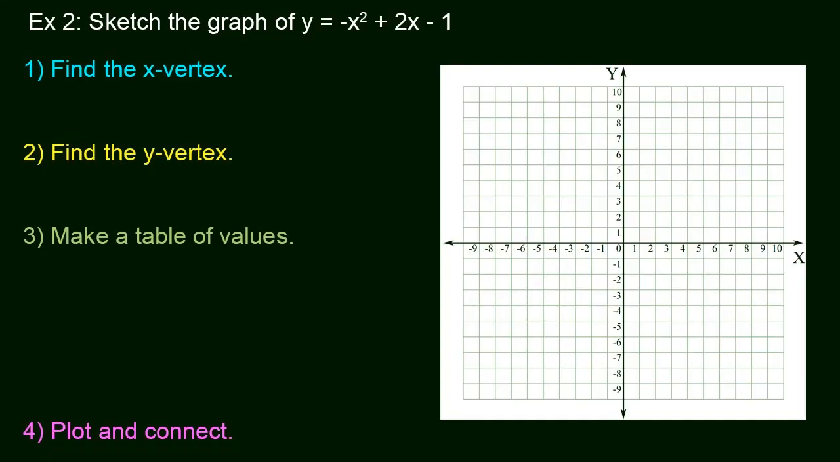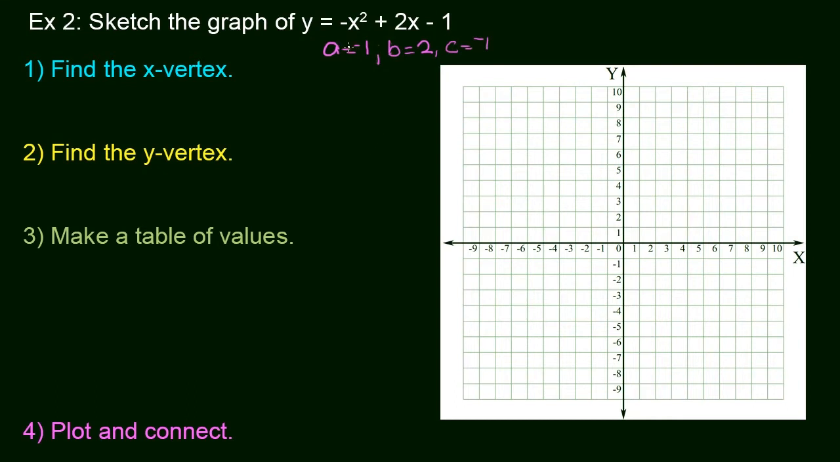In example number 2, we are asked to sketch the graph of y equals negative x squared plus 2x minus 1. Let us start by identifying our a, b, and c values. A is always the number by x squared. In this case, it is negative 1. B is our number by x, which is 2, and c is our constant, which is negative 1.